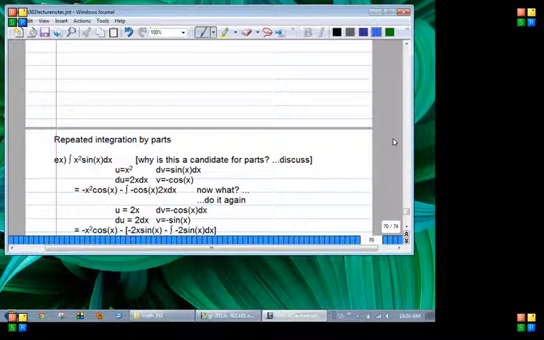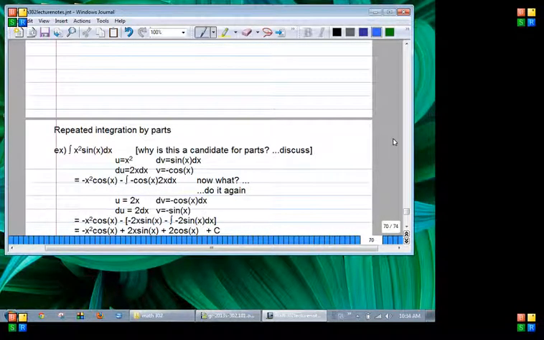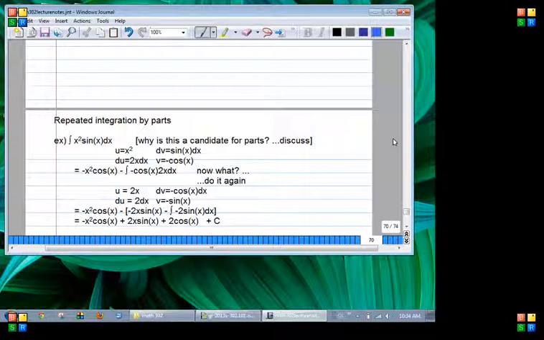My new parts is uv, which is negative 2x sine x, then minus integral of v du, which is now negative 2 sine x dx. And now that is an integral that we know how to do. And then if you straighten out all the signs and the constants, you get that.